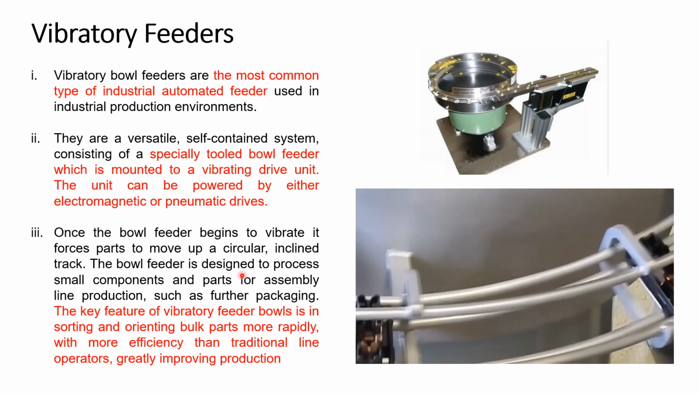The key feature of vibratory feeder bowls is sorting and orienting bulk parts more rapidly and with efficiency. As we saw in the video also, it is sorting the parts and keeping them in a proper orientation.